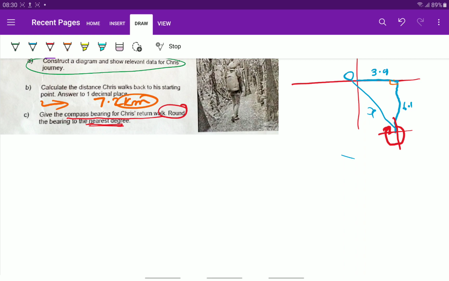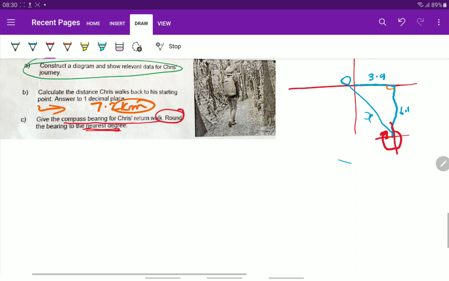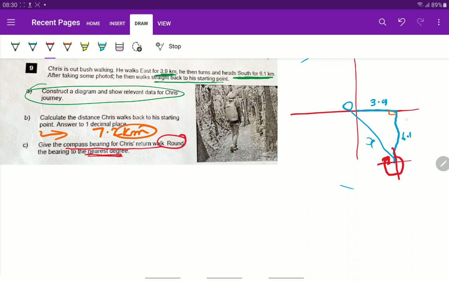Right. How do we do this? Wait a second, guys. I'm thinking because I don't do these questions before and then attempt them. So give the compass bearing for Chris's return walk. Round the bearing to the nearest degree. Okay, we have 3.9. Let's check again. 6.1 and that. Oh yeah, sorry, I'm dumb.